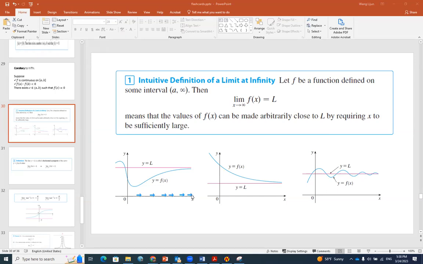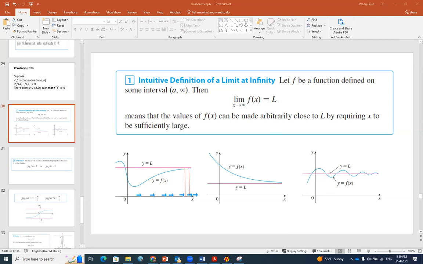It's a dynamic process. As x is getting larger and larger, the y value, f of x, which is vertical, is getting closer and closer to the height L. You can see that process. It could be approaching L from below, from above, or just oscillating around L, but each time getting closer to L. So these are the different manners in which the limit can be approached.